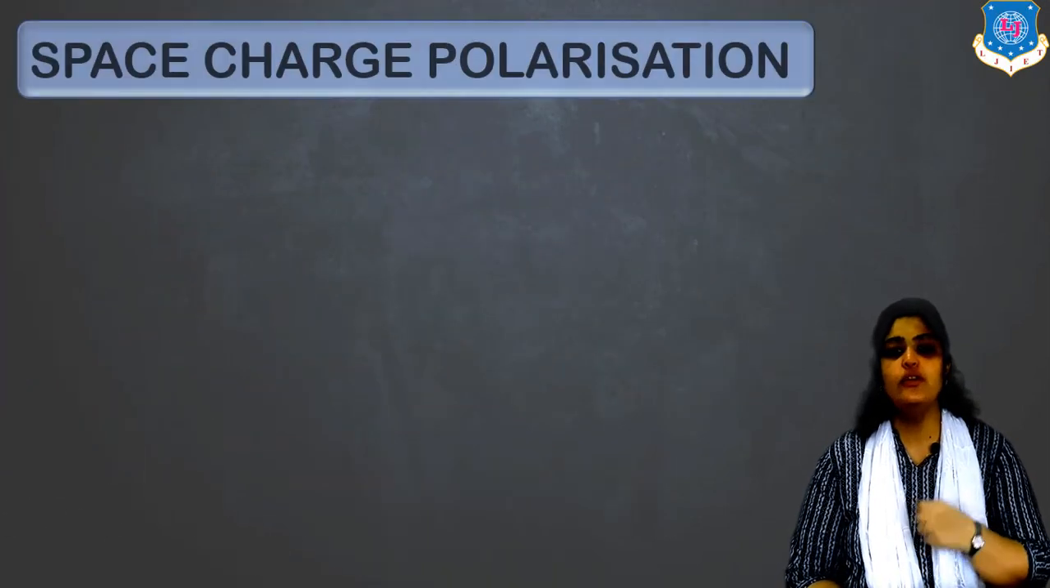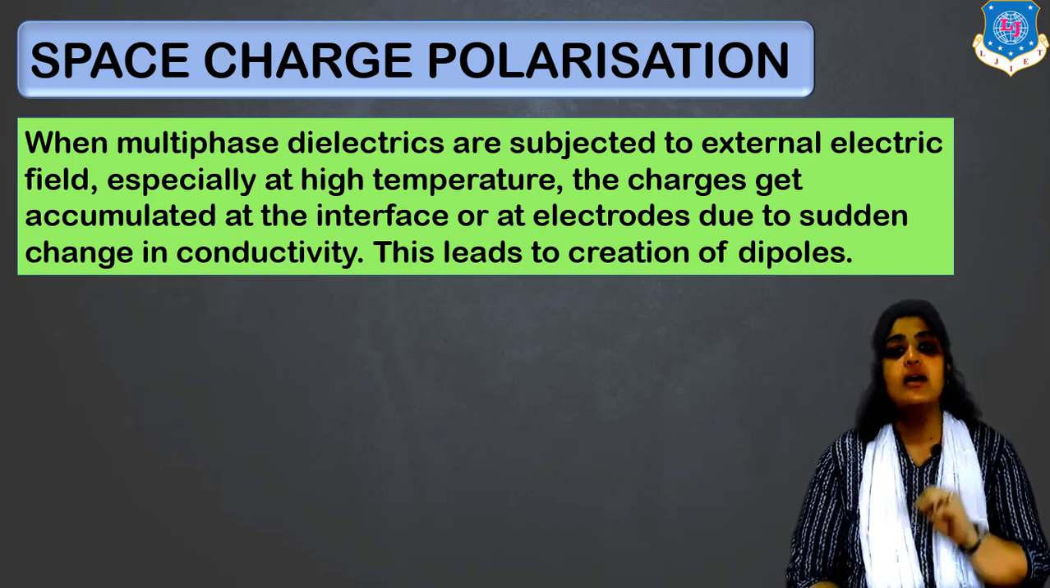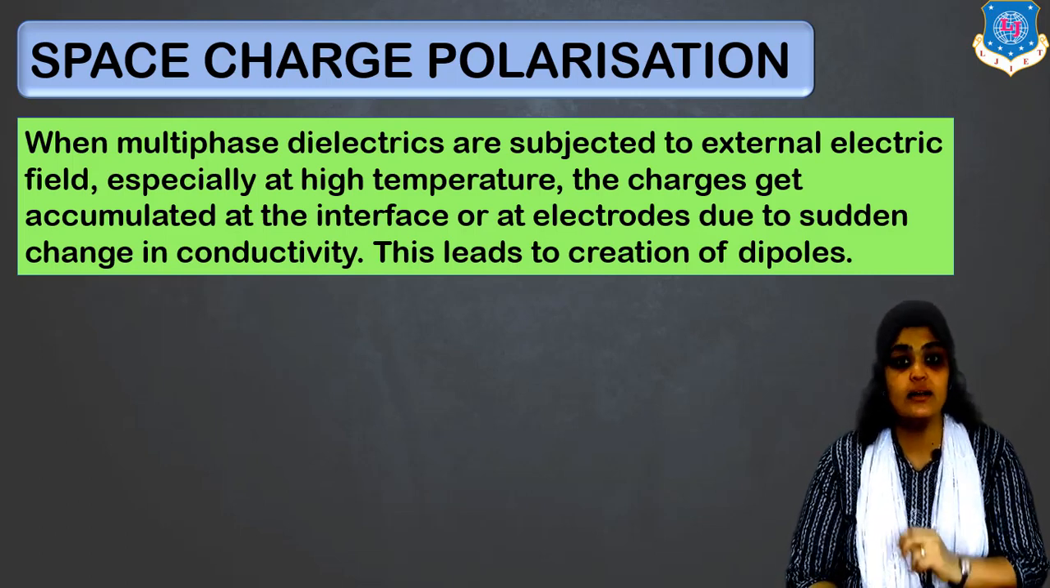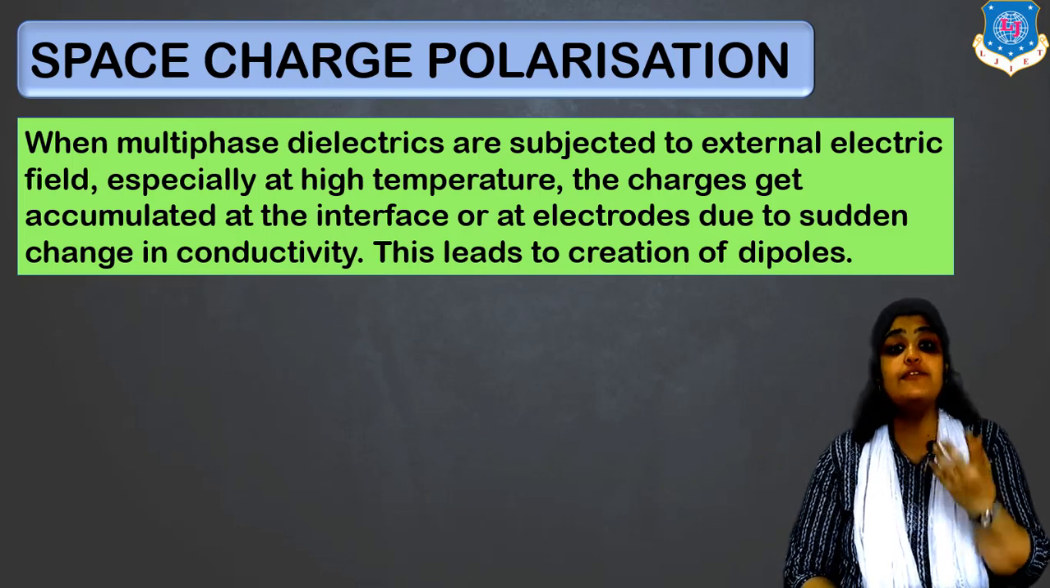Now let us move on to the fourth type of polarization, which is known as space charge polarization. When multiphase dielectrics are subjected to an external electric field, especially at high temperatures, the charges get accumulated at the interface or at the electrodes due to the sudden change in conductivity, and this leads to polarization or creation of dipoles.